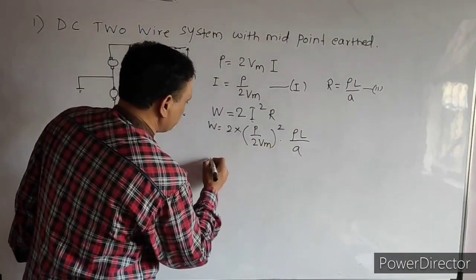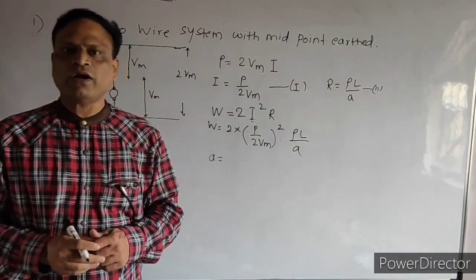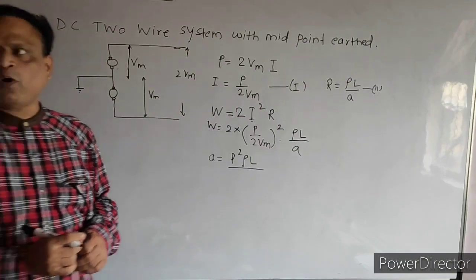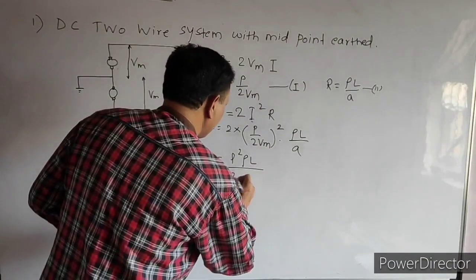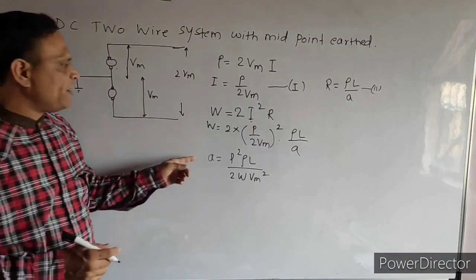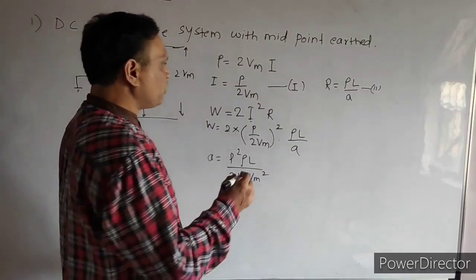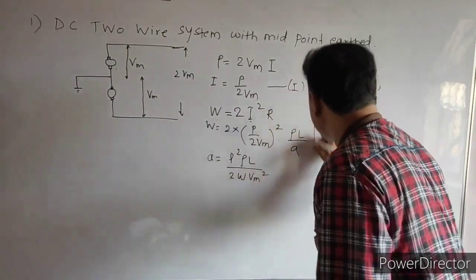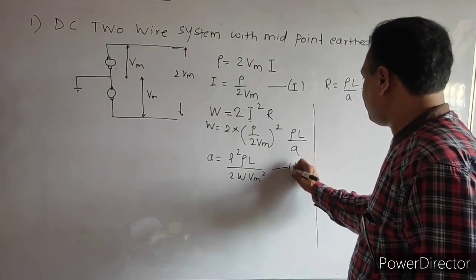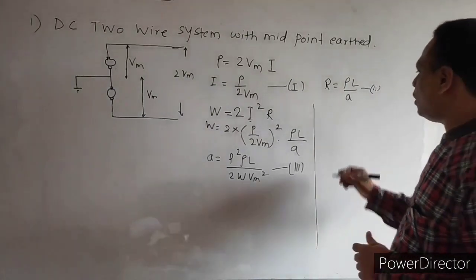So if you rearrange the equation and find the value of A, then what you get is A as P square rho L upon 2 W Vm square. So this is my value of area. Now I will go for the volume. I can say this is the third step. Now our next step is to calculate the volume.